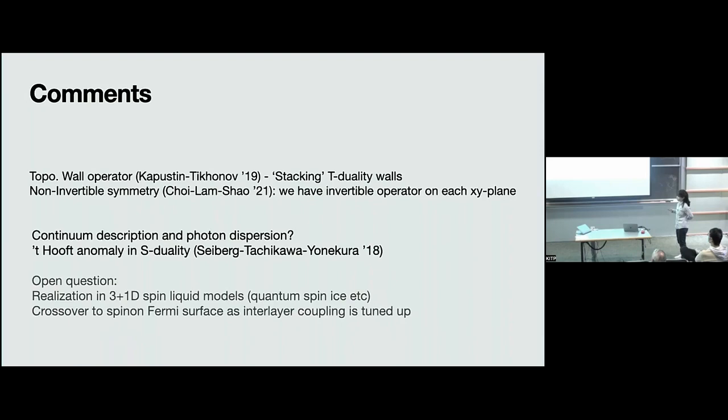We also have some open questions, for example, the realization of such a model in a realistic lattice model, say quantum spin ice states. There may also be interesting dynamics once we tune up the interlayer coupling. The state may evolve from the decoupled chain insulator limit to some states with, say, a spinon Fermi surface spin liquid state.